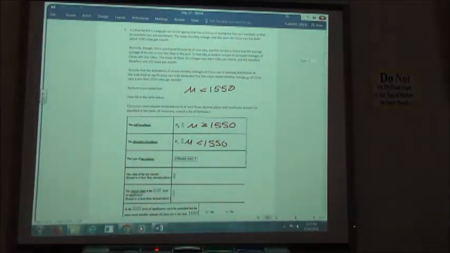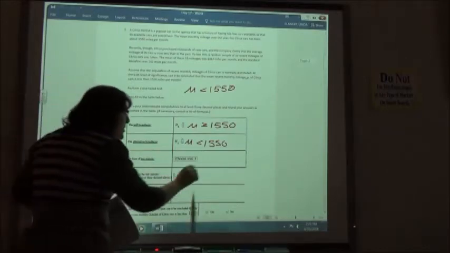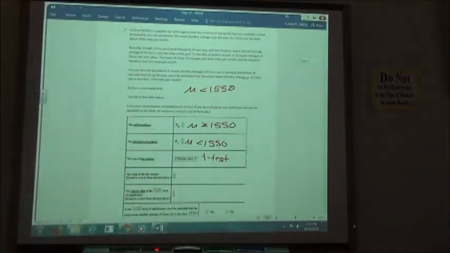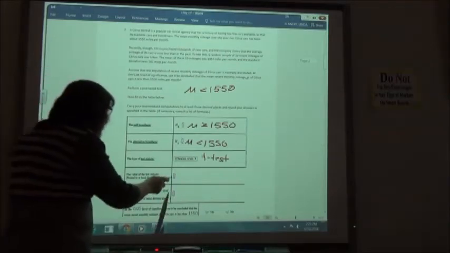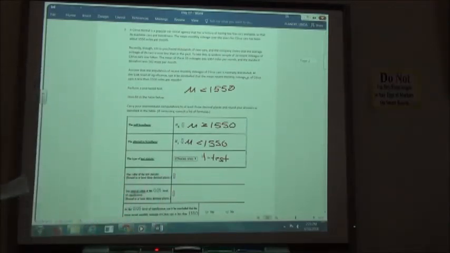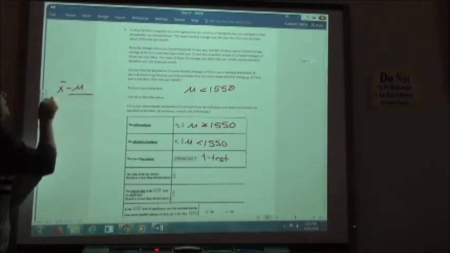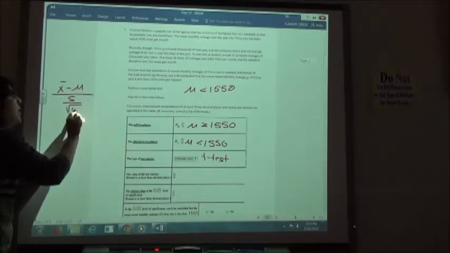Again, we know it's the t-test because we know the sample standard deviation, not the population standard deviation. So if we know the sample standard deviation, we're going to do the t-test, because when you take the assessment, it's not going to come right out and say, use the t-test. So we need to find the value of the test statistic using our formula: x bar minus the mean over s divided by the square root of n.